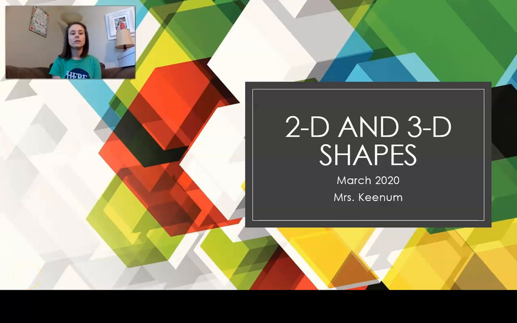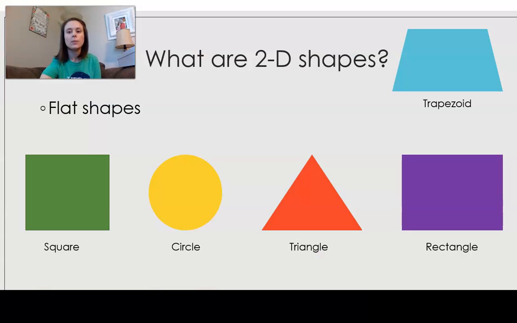Today we're going to talk about 2D and 3D shapes and the difference between the two. So some of our common 2D shapes, which most people are familiar with, are square, circle, triangle, rectangle, and trapezoid. There's more 2D shapes, but these are the basic ones that we're going to work with today. So 2D shapes are flat shapes.